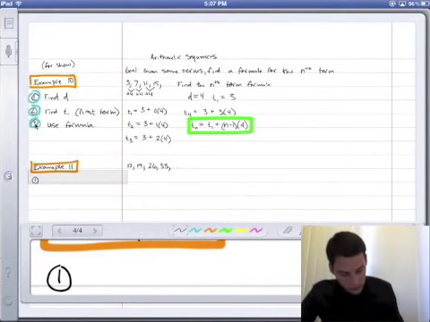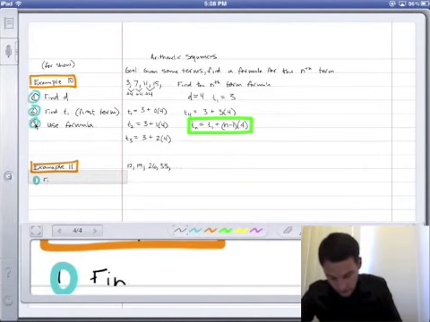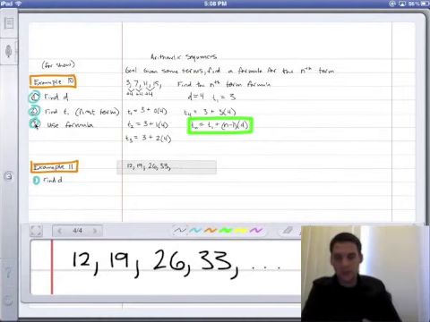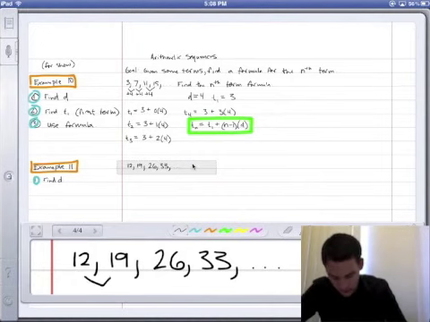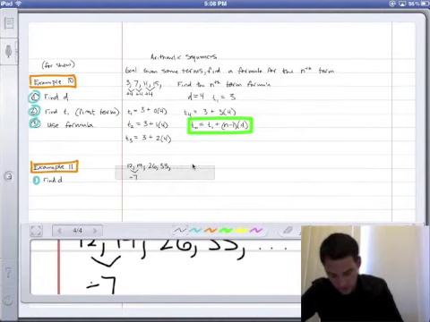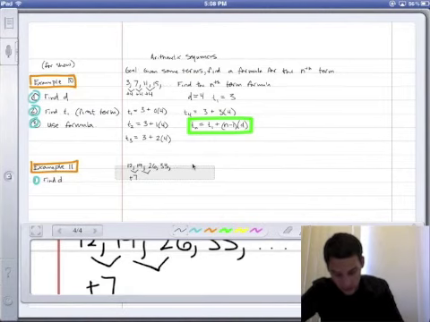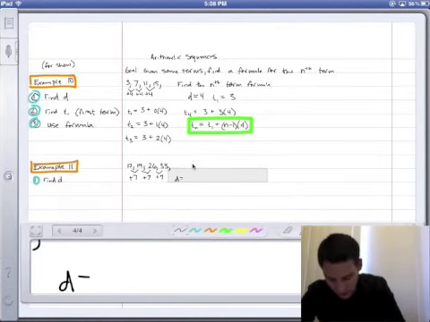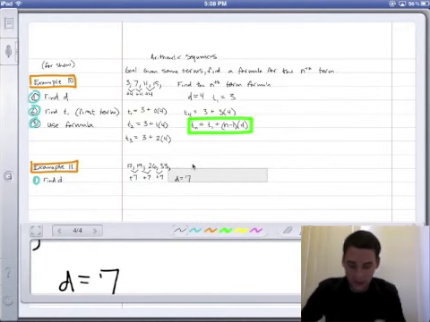The first step is to find d. How many numbers is between 19 and 12? Well, that's 7. Plus 7. Do they do that every time? They should, because it's an arithmetic sequence. Yes, plus 7, plus 7. So immediately I can find d without even really thinking. d here is positive 7 because we're adding 7 each time.